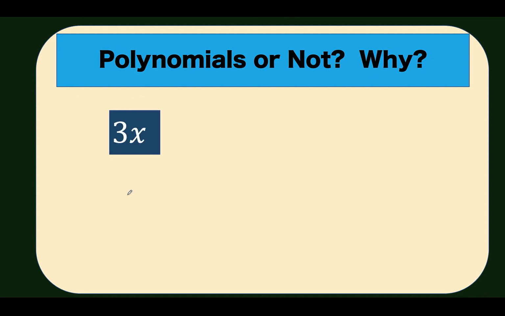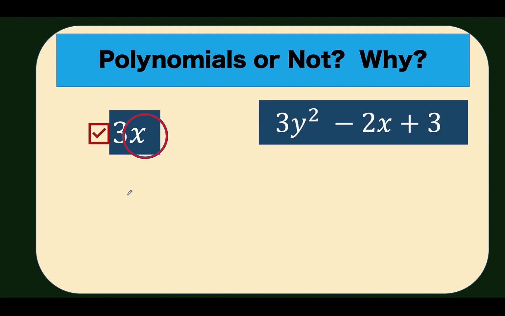How about 3x? Is this a polynomial or not? The answer is yes, because the exponent of x is 1, it's positive, it's a whole number, and there is no division by a variable. 3y squared minus 2x plus 3. Is this a polynomial? Let's look at the variables. We have y raised to the second. This passes the test. X also passes the test of a polynomial. And therefore, 3y squared minus 2x plus 3 is a polynomial.